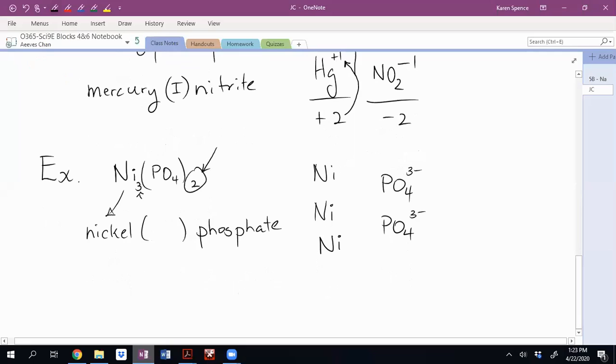Find your total negative charge, -6. Total positive charge is equal and opposite, +6. And then distribute that +6 over your 3 nickels. +2, +2, +2. So that is nickel(II) phosphate.